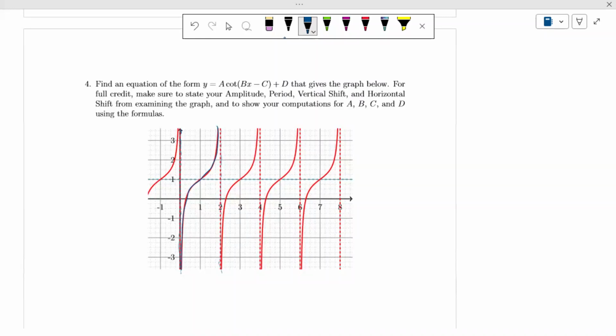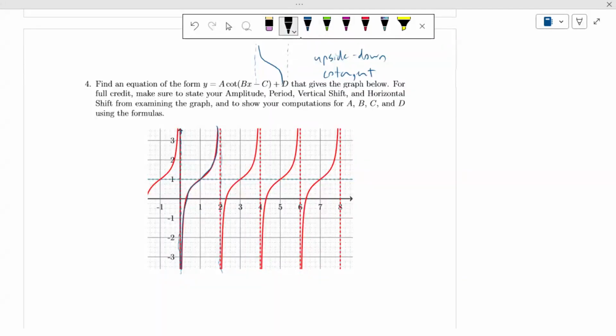The thing about it though is that cotangent is supposed to have vertical asymptotes, and it's supposed to start at positive infinity and work its way down to negative infinity. That's the way it's supposed to look. So this thing is an upside down tangent graph. Or sorry, upside down cotangent graph. Okay, fair enough.